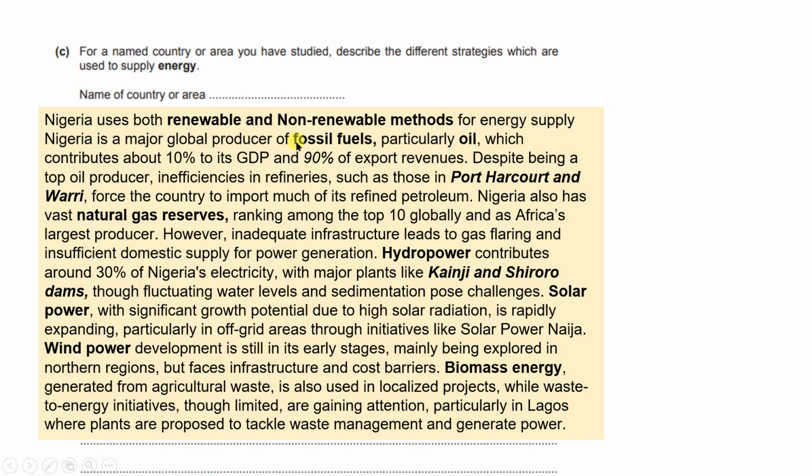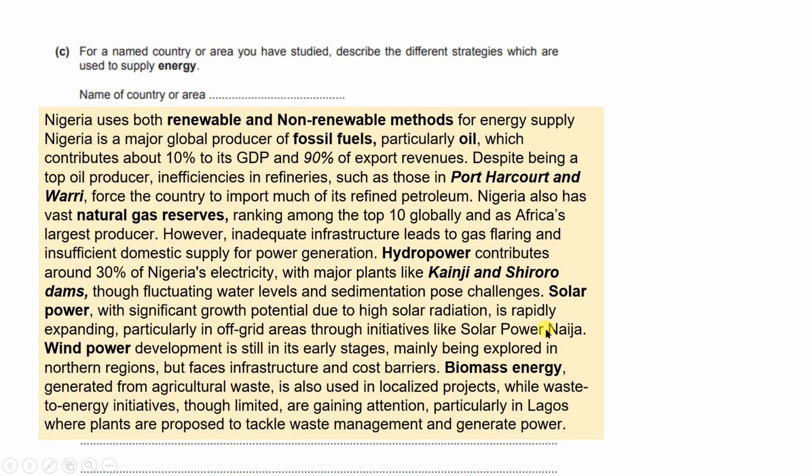We have both renewable and non-renewable methods in Nigeria. Non-renewable methods we use in Nigeria are things like fossil fuels, such as oil. We have a lot of natural gas, and also we have refineries that produce them in Port Harcourt and Warri, despite being inefficient. But we also have the Dangote refinery presently that also helps in this energy generation. We also supply energy using hydroelectric power, which is around 30% of Nigeria's electricity supply, from areas like Kainji and Shiroro Dam.